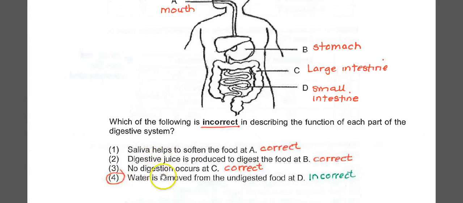Water is removed from undigested food at T. Where is T? T, no. At T, water is not removed. Only at the large intestine, water is being removed, all right, from the digestive system. So 4 is the answer.